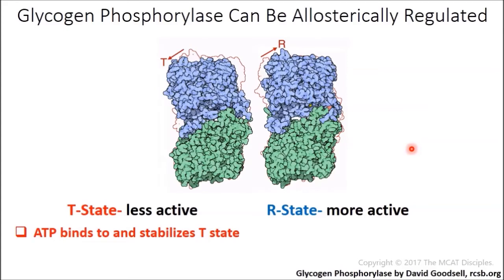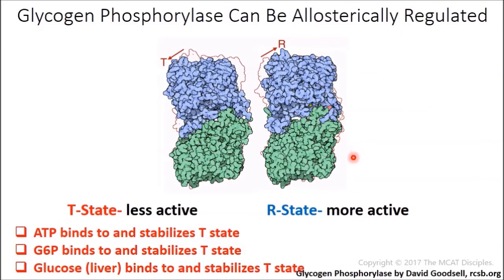Some allosteric regulators. ATP binds to and stabilizes the T state. G6P binds to and stabilizes the T state. Glucose in the liver binds to and stabilizes the T state. Again, this should intuitively make sense to you. You don't want, especially in liver, if you have high levels of glucose, high levels of ATP, that just means that you're in a high energy state. You don't need to be breaking down glycogen stores if you're in a high energy state, if you have a lot of glucose, right? So these allosteric effectors will bind to and stabilize the T state.